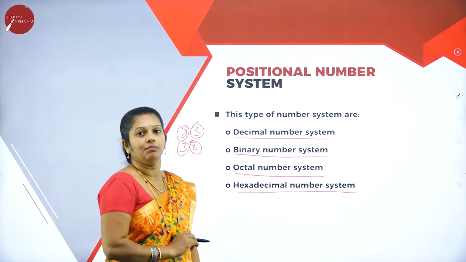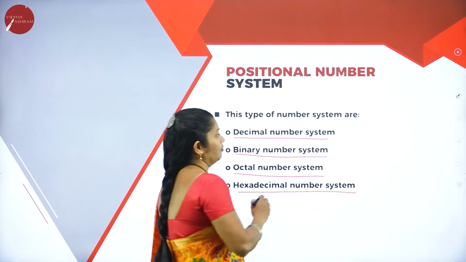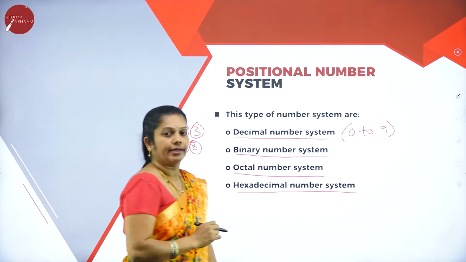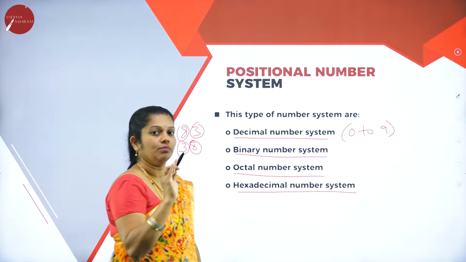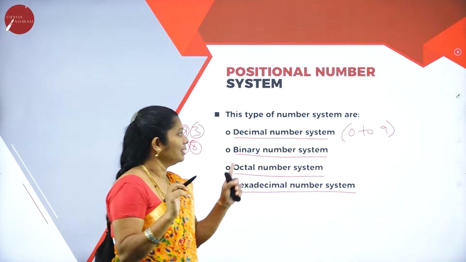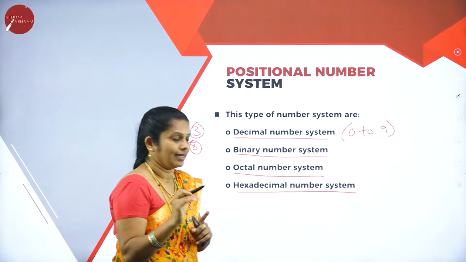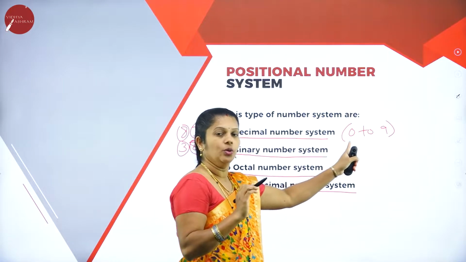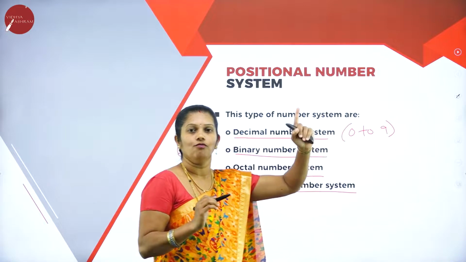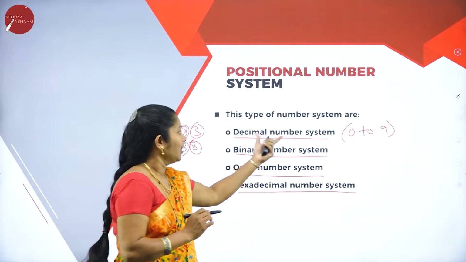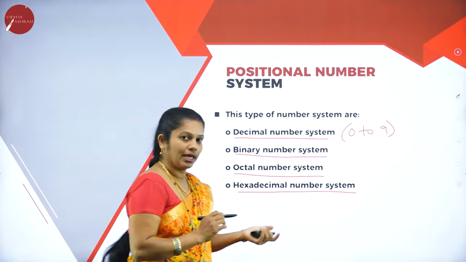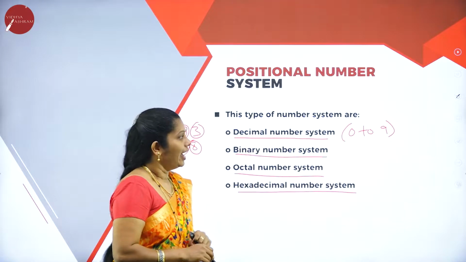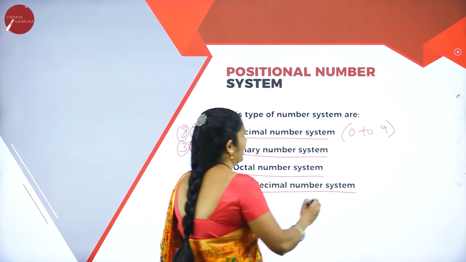The decimal number system consists of digits from 0 to 9. Decimal means 10, but we do not write 10 as a digit; it starts from 0, then 1, 2, 3, 4, 5, 6, 7, 8, 9. So the decimal number system contains 10 digits, from 0 to 9, and in the radix we write 10.